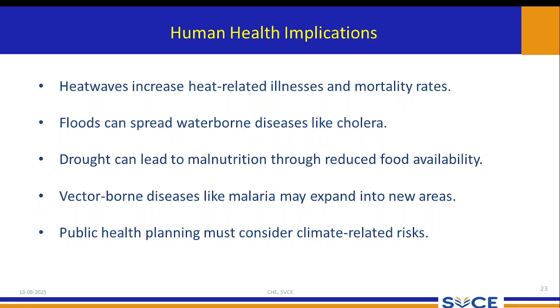Floods can spread waterborne diseases like cholera. If it is flooded, obviously a lot of flood-related diseases like cholera may spread. Drought can lead to malnutrition through reduced food availability. So the drought will affect the crop cultivation. If the crop is less, obviously food scarcity may occur. Because of that, people, including the children, will have malnutrition.